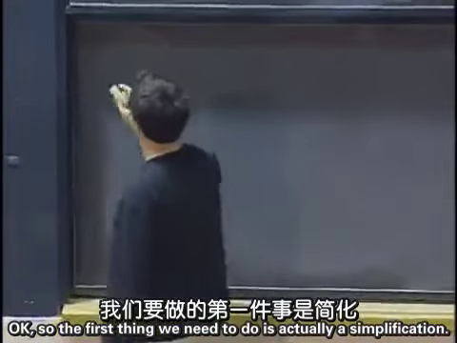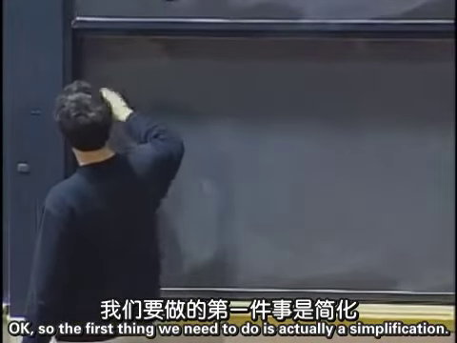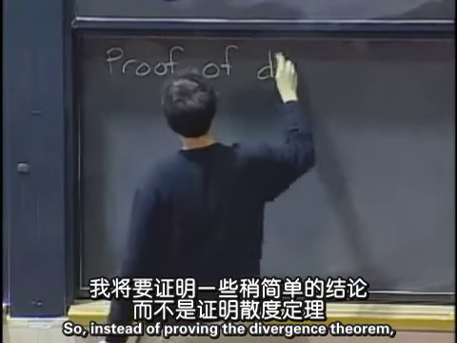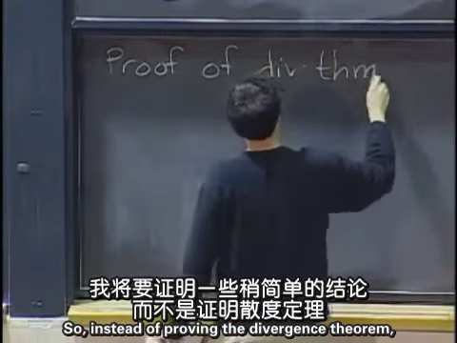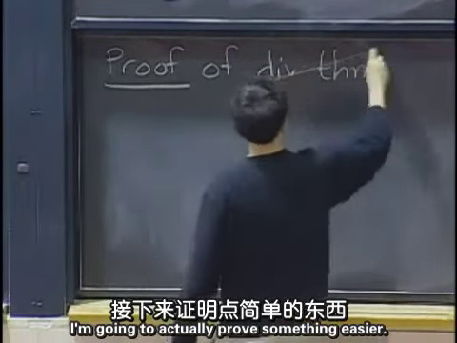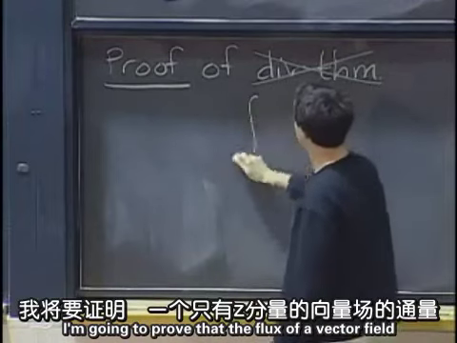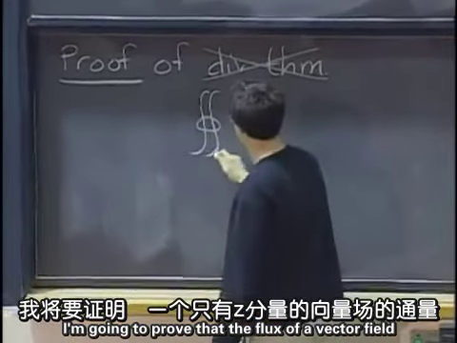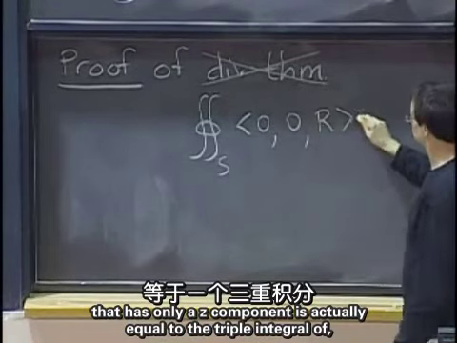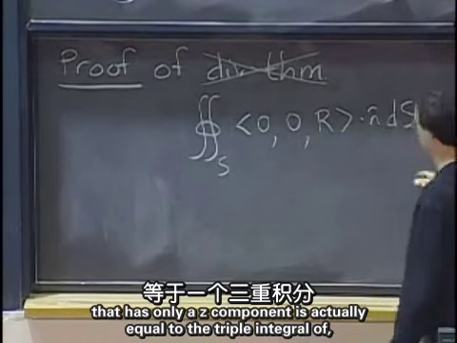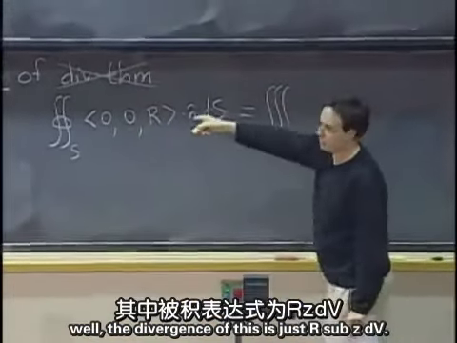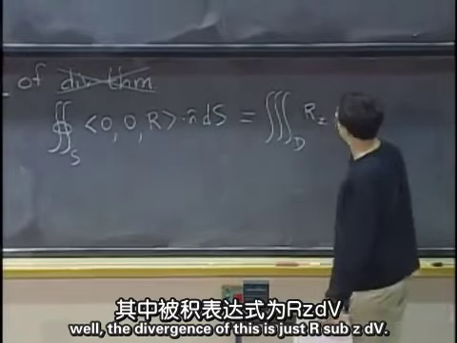Okay, so the first thing we need to do is actually a simplification. Instead of proving the divergence theorem, namely this equality up there, I'm going to actually prove something easier. I'm going to prove that the flux of a vector field that has only a z component is actually equal to the triple integral of, well, the divergence of this, which is just R sub z dV.